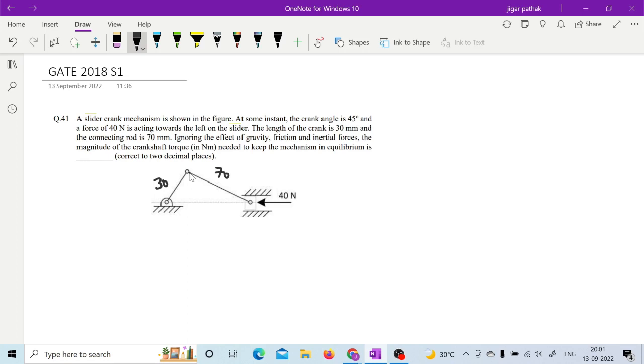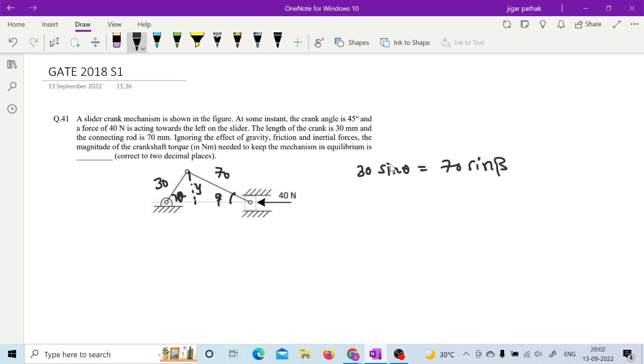So if you consider this as beta, right, let us say, and if you consider this as theta or beta, whatever, but this angle and this angle if you consider, and then as we have equated this y, it is equal to this 30 sine theta equal to this 70 sine beta.